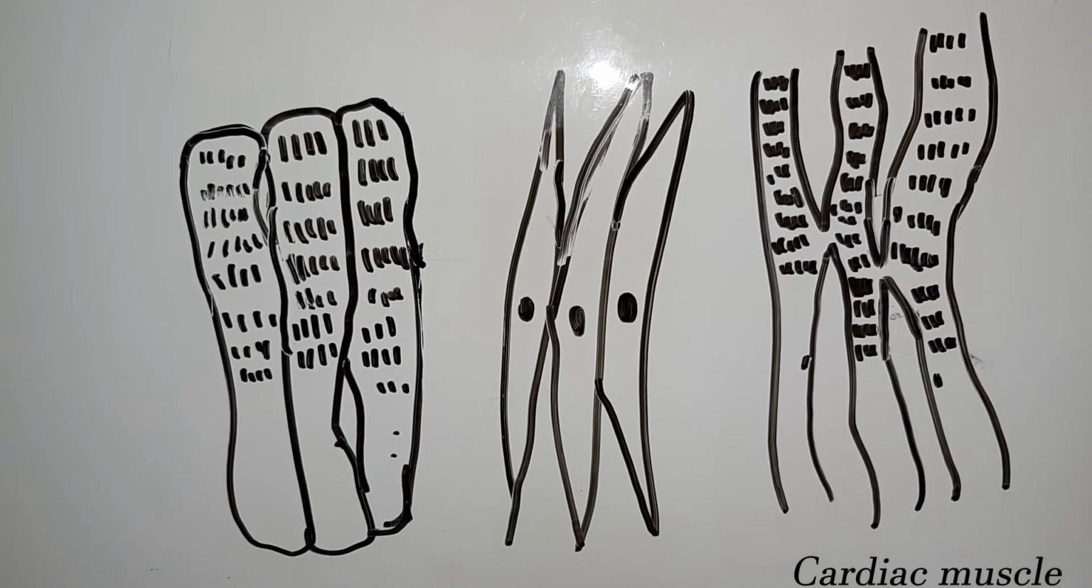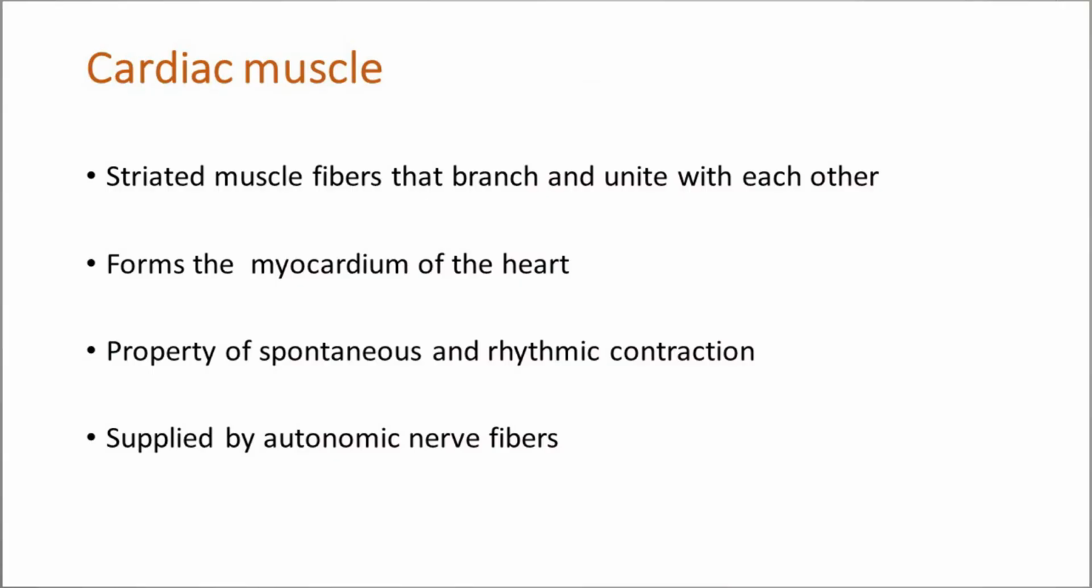They form the myocardium of the heart, that is the muscle layer of the heart, and they form whorls and spirals. Another property of these muscles, which is different from the other 2 types of muscle, is that they have the property of spontaneous and rhythmic contraction. This spontaneous and rhythmic contraction of these muscle fibers causes the continuous pumping of the heart or the contraction of the heart. Some of these cardiac muscle fibers are specialized and they form the conduction system of the heart.